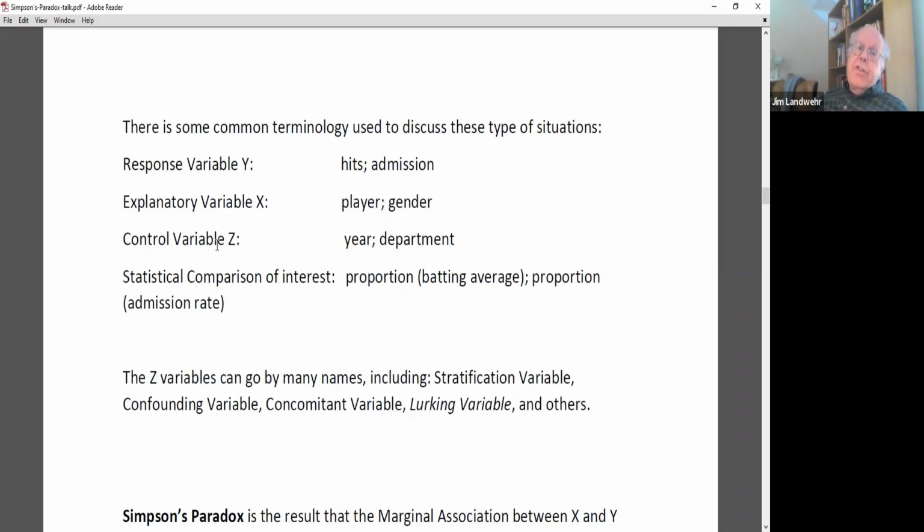But then we have this control variable called Z. It's a third variable. In the first example, it's the year, 95 or 96. In the second, it's the department, the different department names. And then the question is, what's the comparison of interest in these problems? In the first one, it's a proportion. It's the batting average. We want to consider the proportion of hits either in each year or overall. And the second one, it's also a proportion. It's the admission rate into the graduate school.